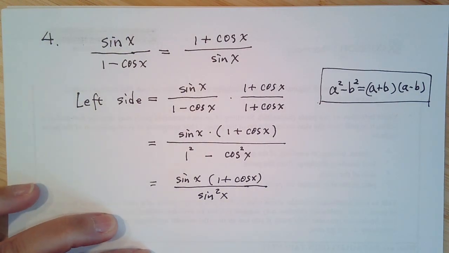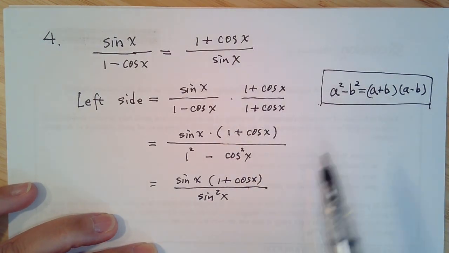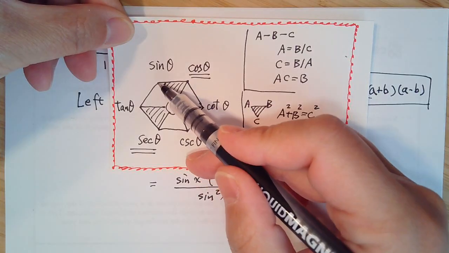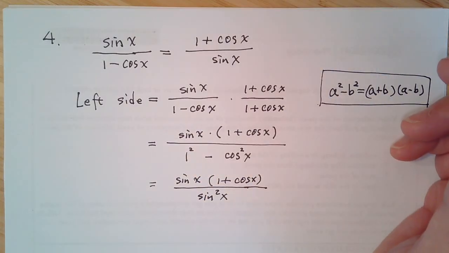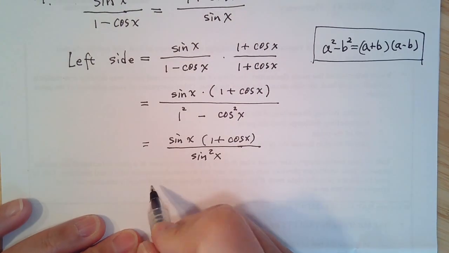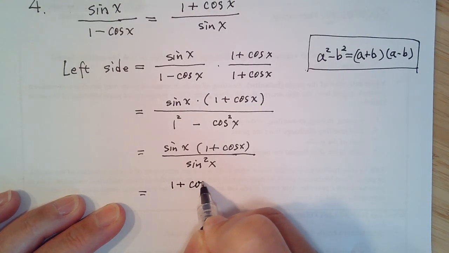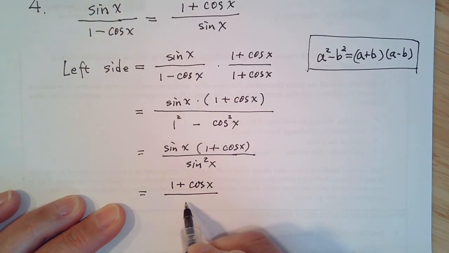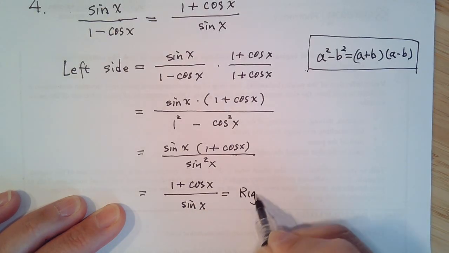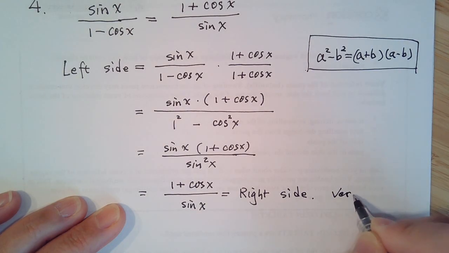Okay, remember this. You're going to be very familiar with this: sine square plus cosine square is 1. Okay, now I have sine x in both the numerator and denominator, so I just cross that out. In the numerator, I have 1 plus cosine x, and in the denominator, I have only sine x, which is exactly the same as my right side. So I am done. Okay, so verified.